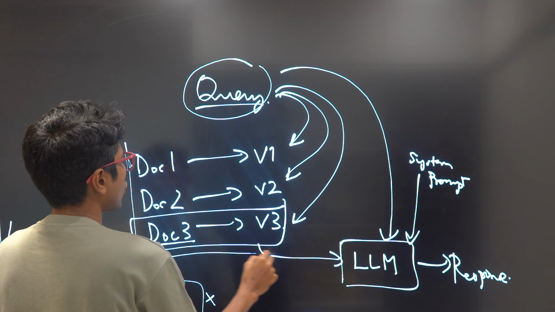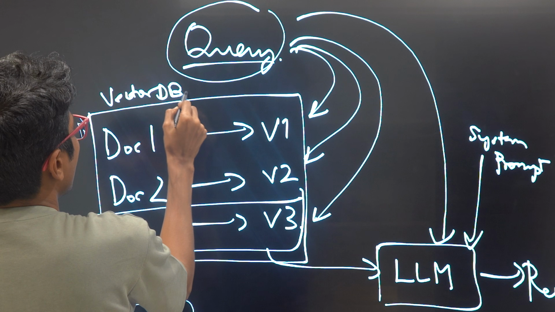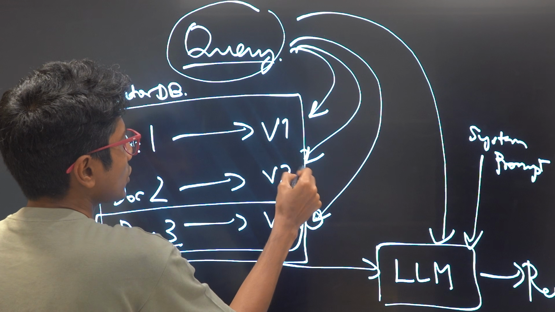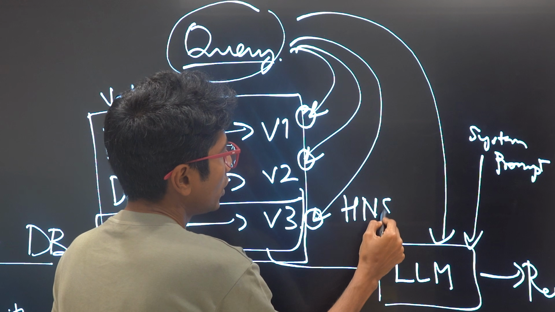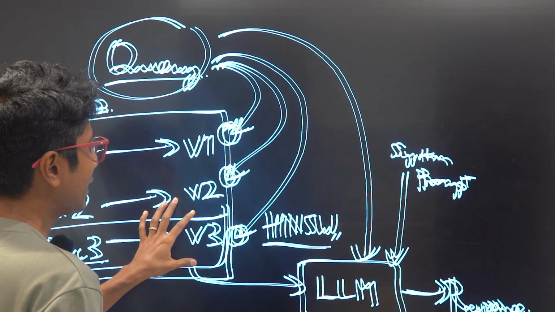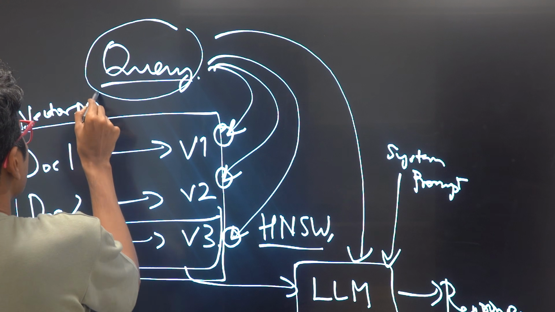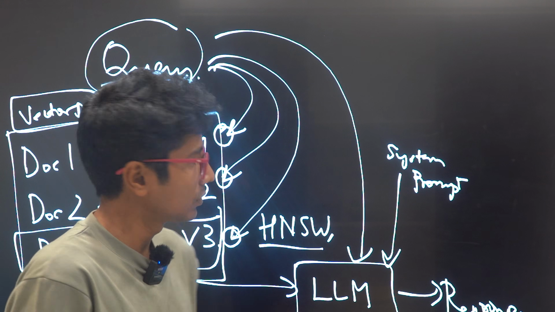Where are you going to store these documents? In a vector database, which helps you perform these similarity searches efficiently. Some of these algorithms are hierarchical navigable small world. We have spoken about this in detail in the interview ready course. At the end of the day, the vector database is like a black box to you. You can store documents and you can quickly retrieve them when you need them.